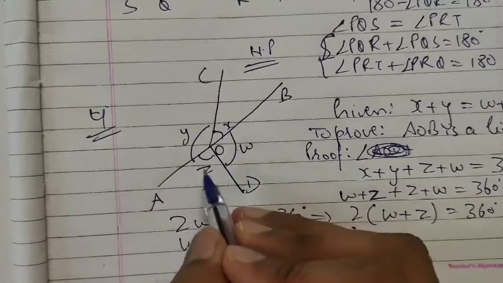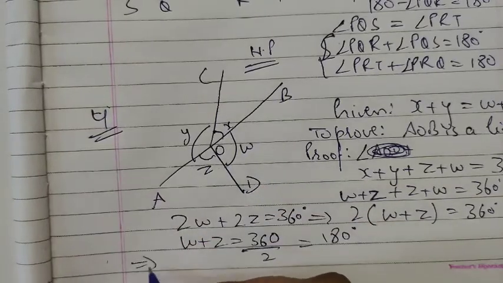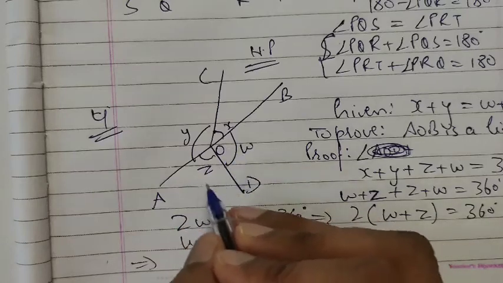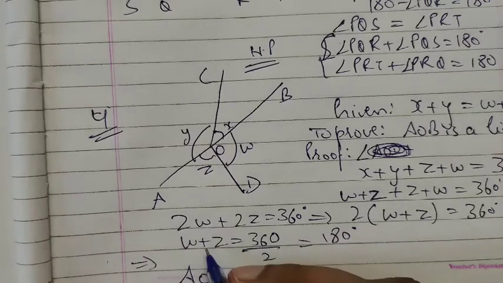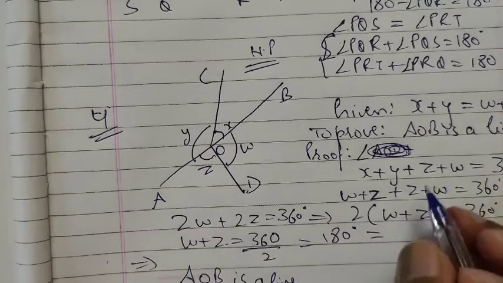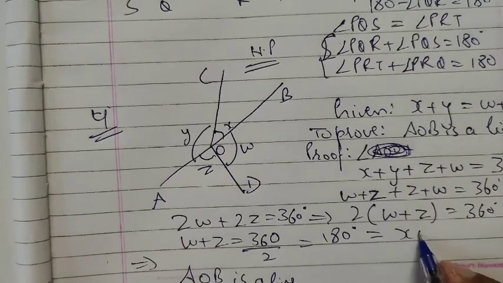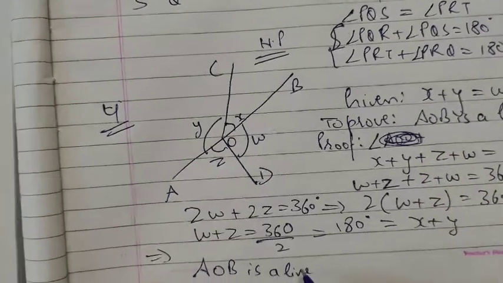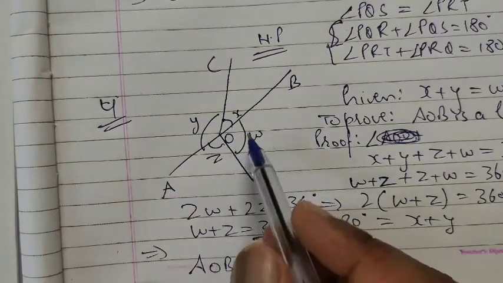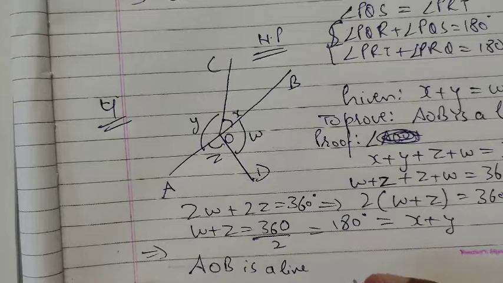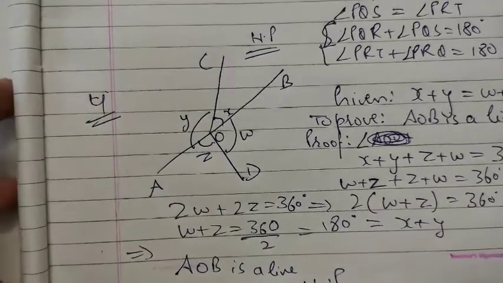Now the sum of two angles is 180. That means w and z make a straight line, only then it is 180. So this implies AOB is a line, and w plus z is equal to 180, and w plus z is equal to x plus y, so x plus y is also 180. So this implies AOB is a line, because only then can we say w plus z is equal to 180 or x plus y is equal to 180. So hence proved. So this is question number 4.